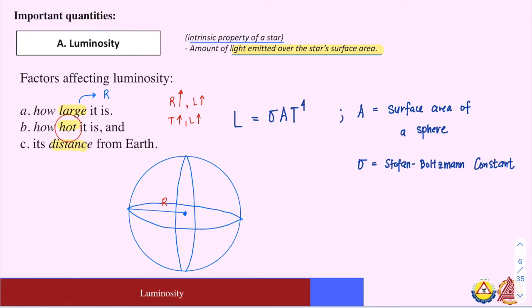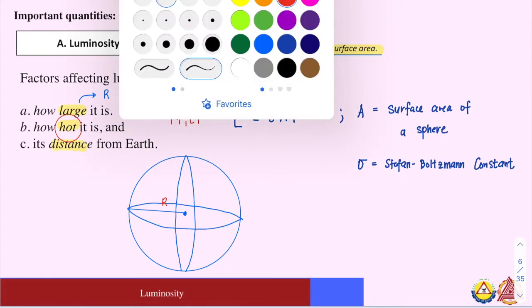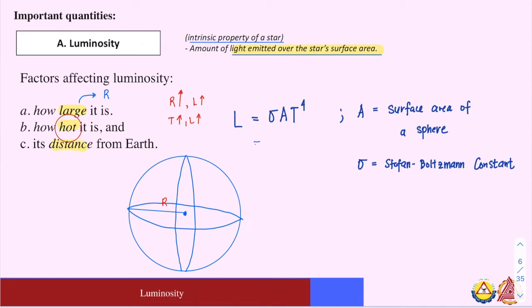Now, luminosity can be mathematically represented by this equation, and you will be using this in your problem set, where your L is equal to sigma, the Stefan-Boltzmann constant that will be given in the problem if there is any. A is the surface area of your sphere, which is just 4 pi r squared. And T is your temperature in Kelvin. Now, take note that everything we talked about in the factors affecting luminosity can be simply summarized in this equation here.